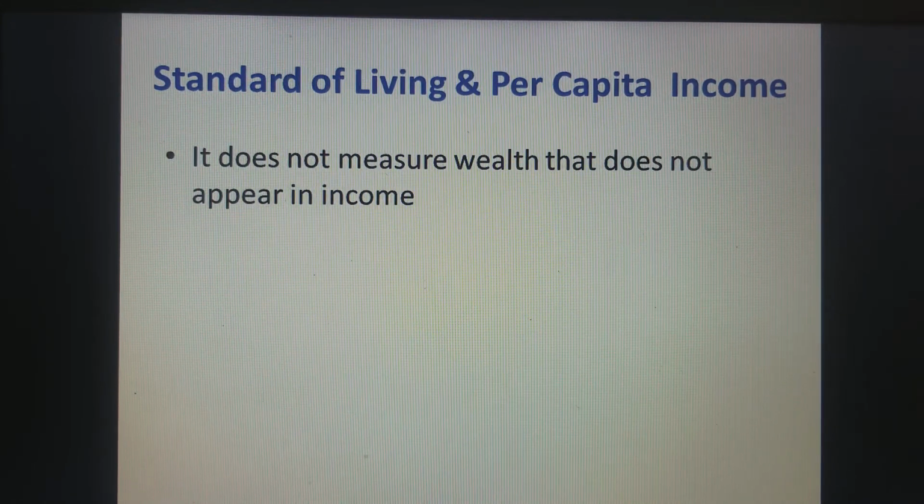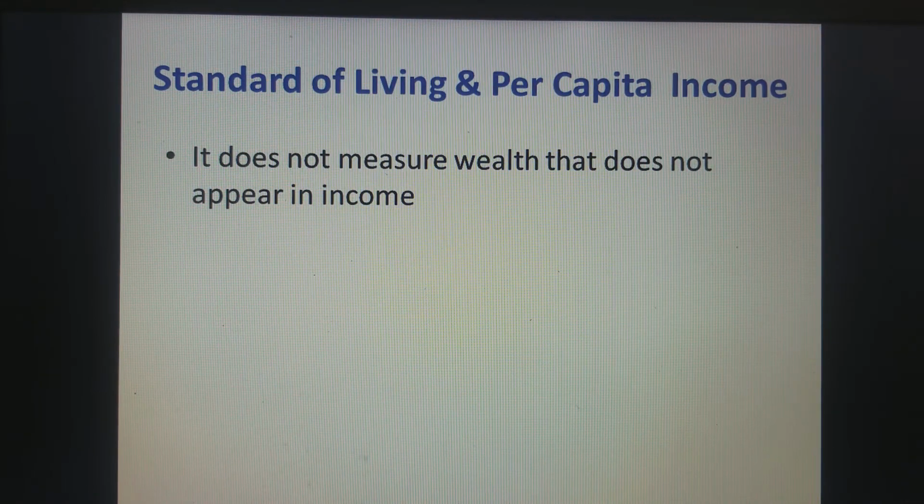Per capita income does not measure wealth that does not appear in income. I say that again. Per capita income does not measure wealth that does not appear in income. So if some wealth was transferred from one person to another, a home or a car, it is not money. It is not showing movement of money. What it is showing is movement of assets. So per capita income may not capture that information.